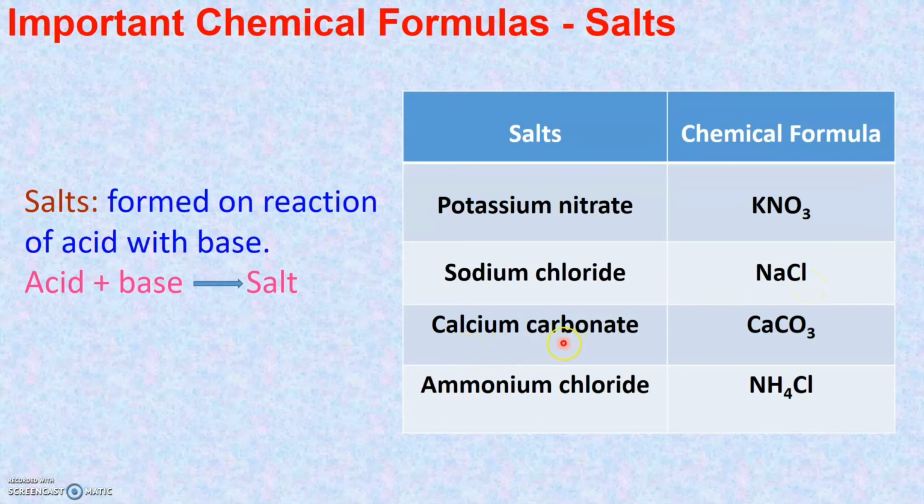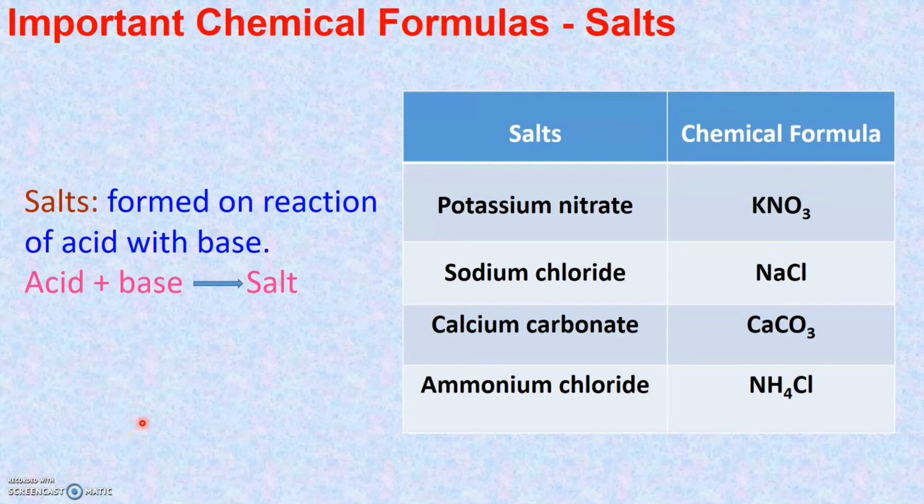Calcium carbonate, we know the symbol of carbonate radical, that is CO3. Calcium Ca. So the chemical formula is CaCO3. Ammonium chloride, NH4Cl. We know that the symbol for ammonia is NH3. So the symbol for ammonium chloride is NH4Cl.